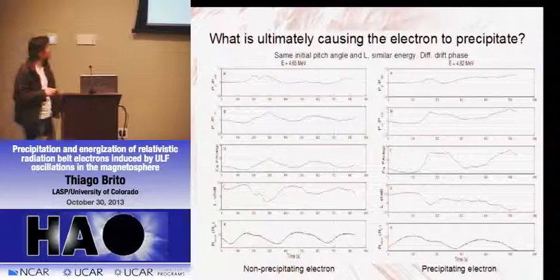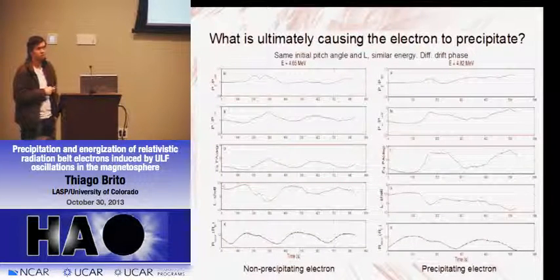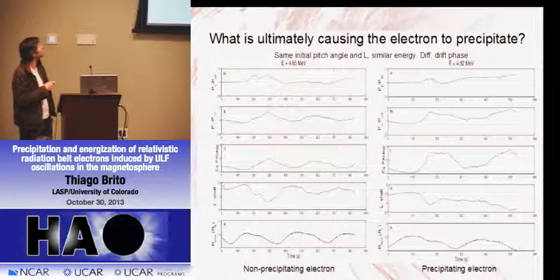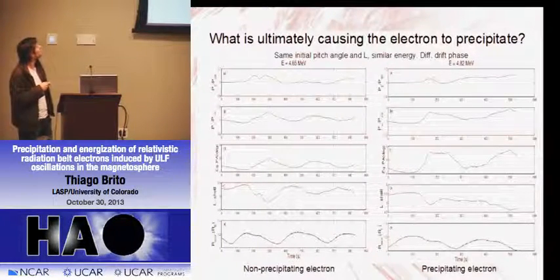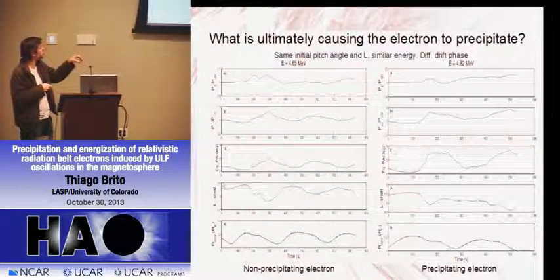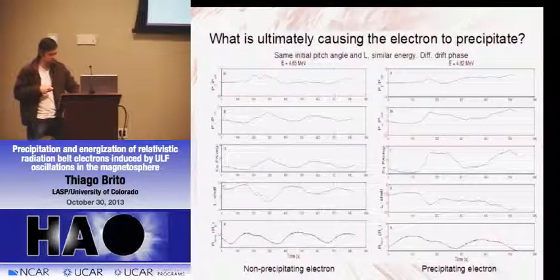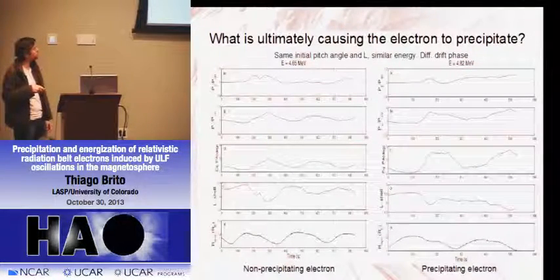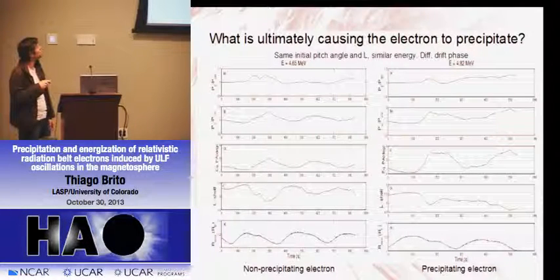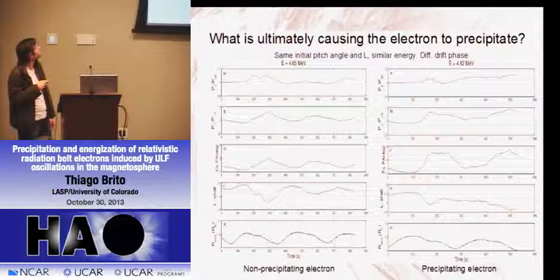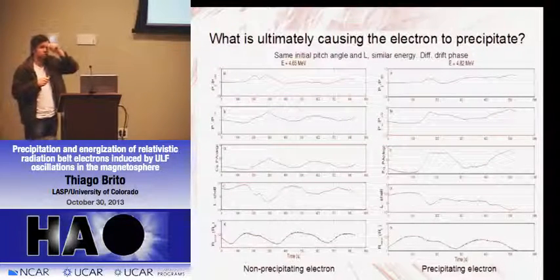So now the question is, what's causing this precipitation? How do we understand what's driving these electrons? So right here I picked one particular particle that was non-precipitating and one that did precipitate during this storm, and I plotted their parallel momentum, perpendicular momentum, pitch angle, and L dependence on the equatorial plane, and tried to see what's the difference. These two had the same pitch angle, same initial L, similar energy, but they had a different drift phase with respect to the waves.